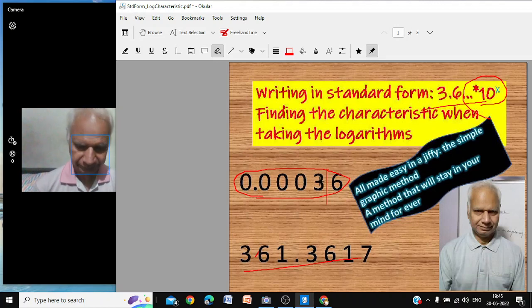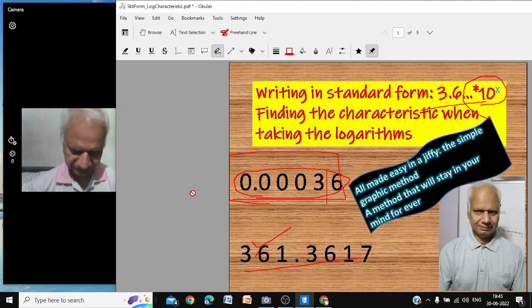So how do you determine the characteristic, and also how do you write in standard form? Actually both are closely related. That's why we have made one video with both. If you know one, the other is easy. Now let us see in the graphical part. Students particularly get confused when it is in the form of a decimal. This number may not cause so much confusion, but this fractional number often causes confusion. So let us see how we can eliminate the confusion using graphics.